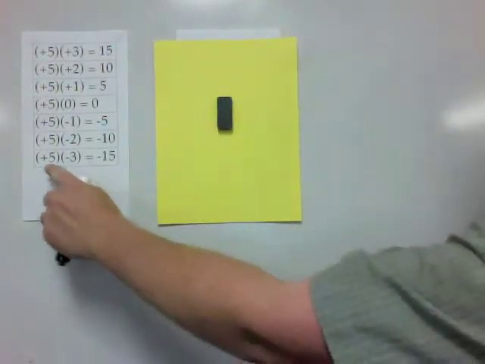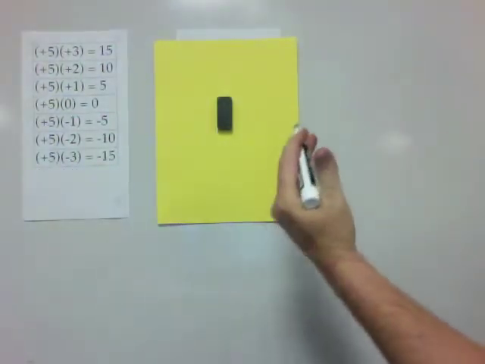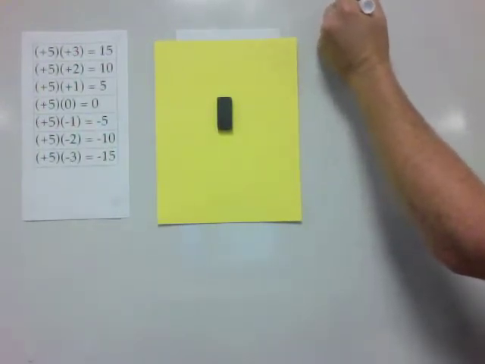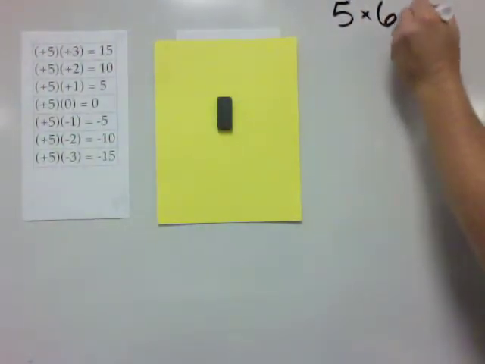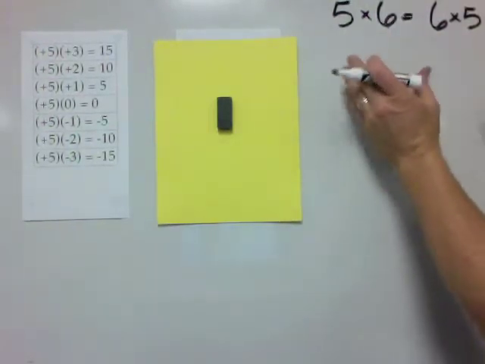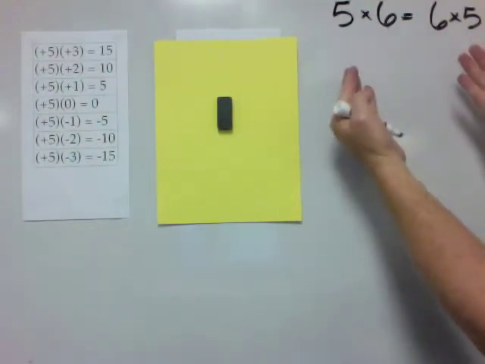Now let's take a look at this 5 times negative 3. And multiplication, we remember, is commutative. What that means is you learned that 5 times 6 is equal to 6 times 5. Both products are 30.